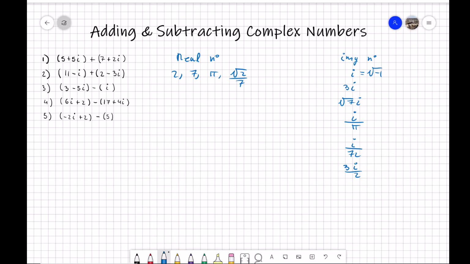Now, a complex number: when we try to add a real number and an imaginary number, we end up with a complex number. If we try to add 2 plus i, we cannot combine these two, so it stays like that. This is called a complex number. So when we add real numbers with imaginary numbers, we end up with a complex number. It could be the square root of 7 plus 3i, or pi plus i over 2. Those are complex numbers.